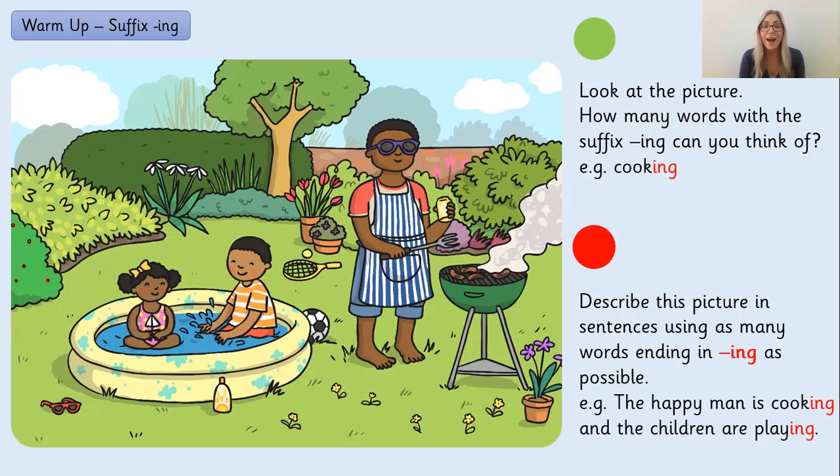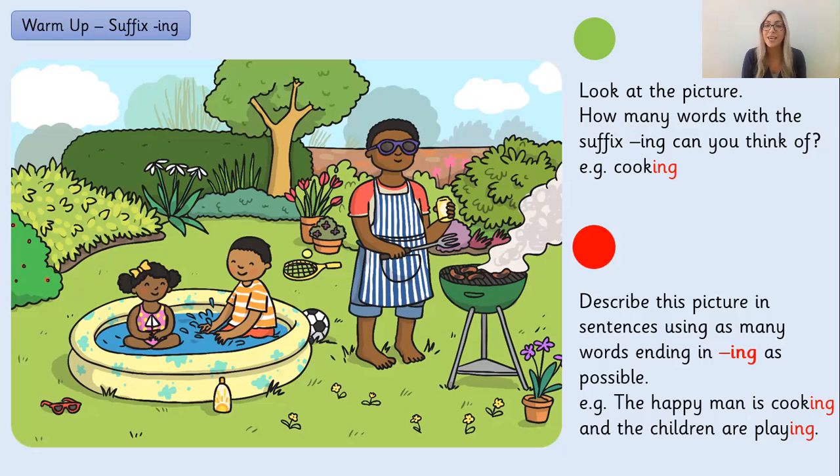So having a go at words for the green challenge with the suffix ing on the end, and then for the red challenge, having a go at writing sentences with the suffix ing. So pause the video here and see how many you can come up with in your workbooks. Off you go.